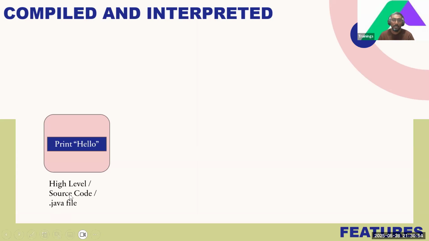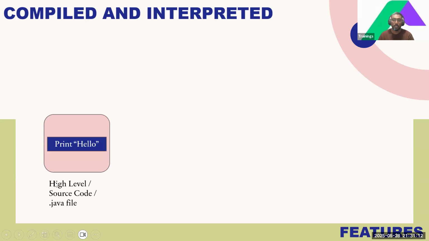This is just an extension like .mp3, .pdf, .mp4, .docs. This is just an extension of Java file. In which file will I be writing the code? That file will have the extension .java. In other terms, we call it source code.